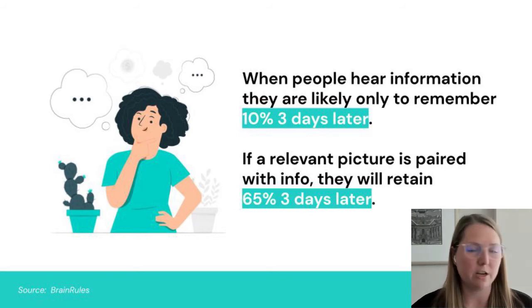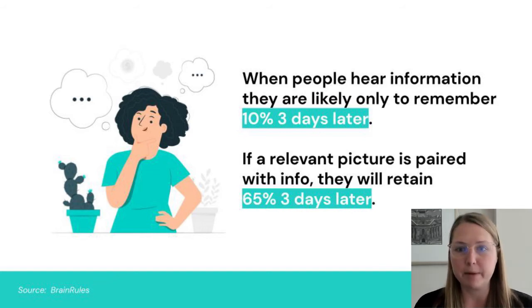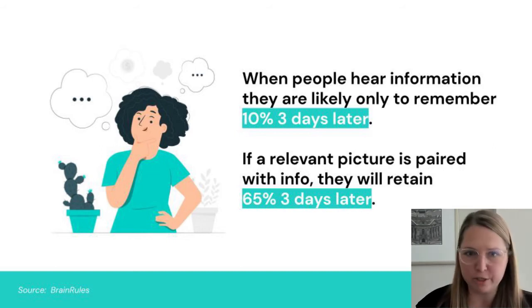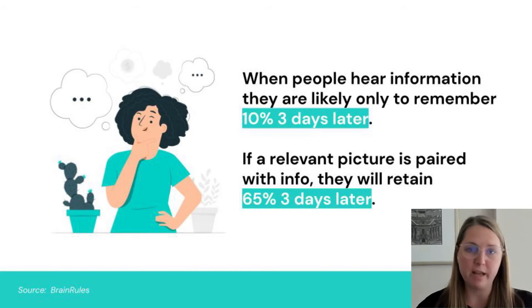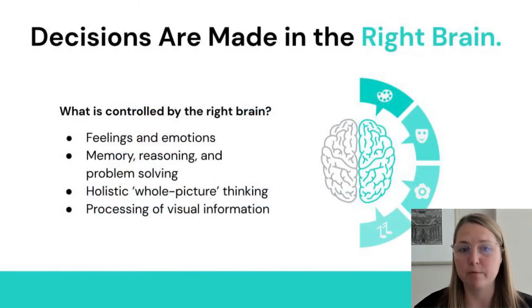And then another one I like to talk about as well is that a lot of people think, and like I said, I'm analytical, a lot of people think that decisions are made in the left brain, the numbers part. Like you can jot down a bunch of numbers, convince yourself as a concept, and that's where you're going to make the decision. However, decisions are actually made in the right brain. So what's controlled by the right brain? It's the feelings and emotions. It's the memory, the reasoning, the problem solving, the holistic whole picture thinking, and the processing of visual information.